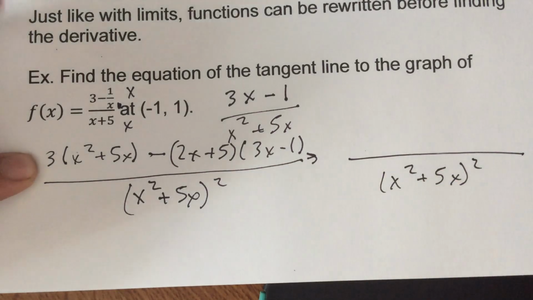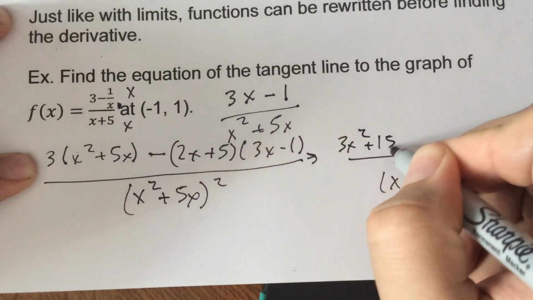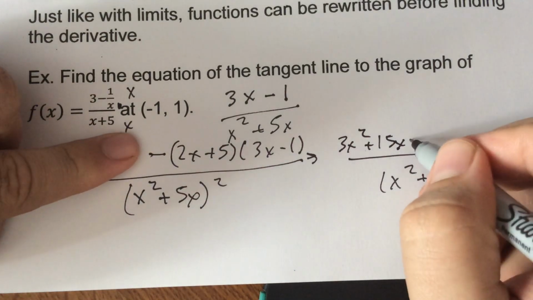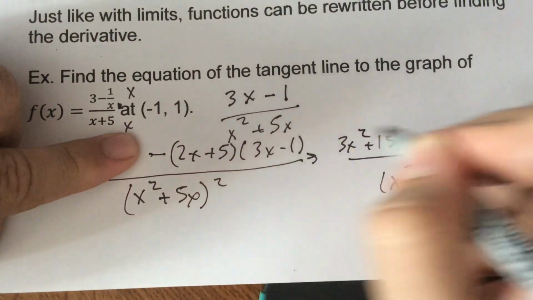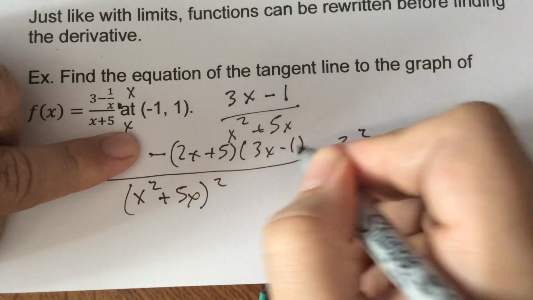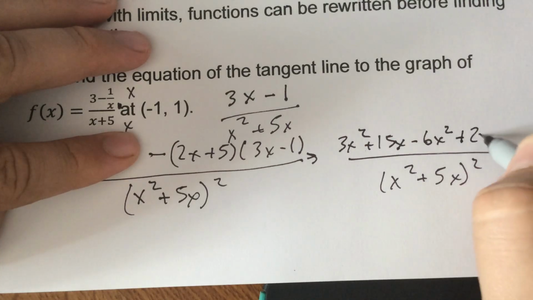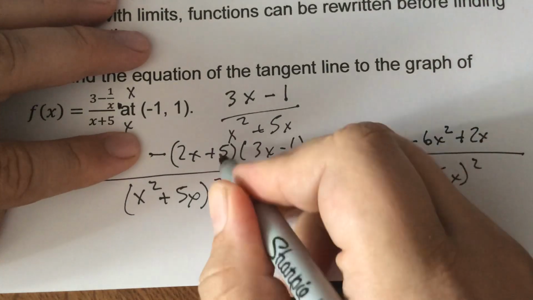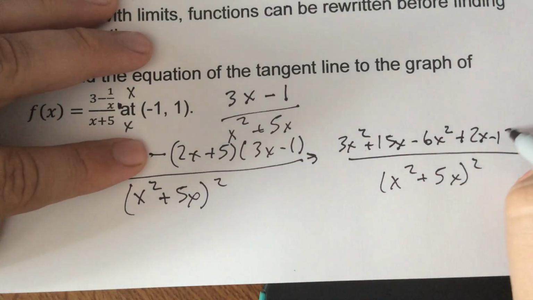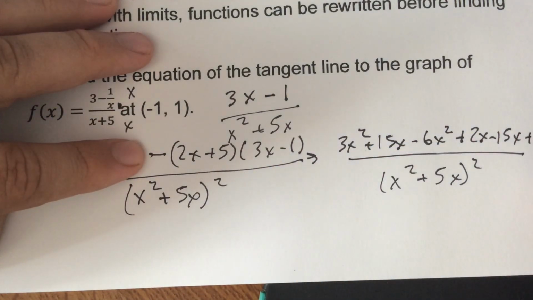Squared. We'd have 3x squared plus 15x. Here we're going to FOIL and subtract it. So 2x and 3x would make a minus 6x squared. 2x and 1 would be a plus 2x. 5 and 3x would be 15x, but it'd be minus 15x. 5 and 1 would be a minus 5 over minus, and so plus 5.